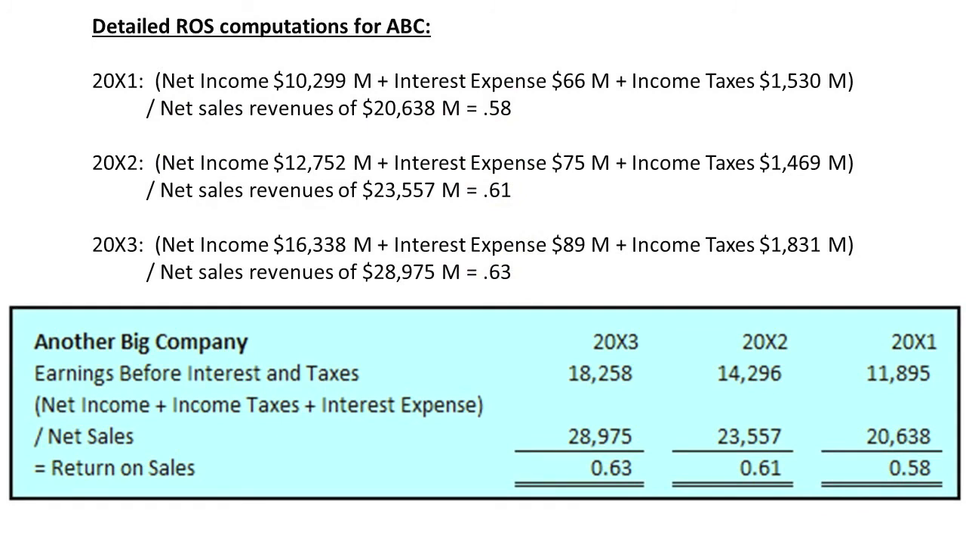In summary form, here are their return on sales ratios. Based on ABC's income statement and its return on sales ratios here, it appears that not only is ABC generating more net income, but it is also becoming more efficient because it is generating more earnings before interest and taxes out of each dollar of sales, increasing from only 58 cents out of every sales dollar up to 63 cents from every dollar. Please make sure that you learn how to compute and interpret the return on sales ratio.